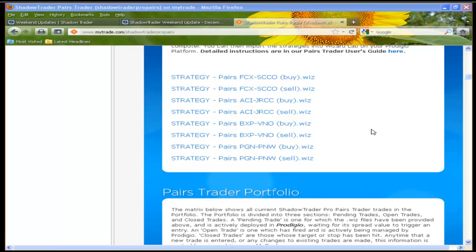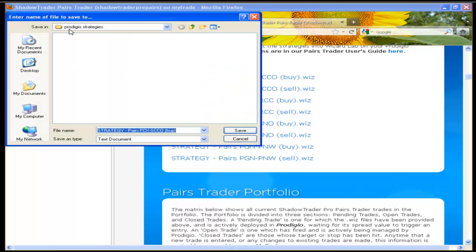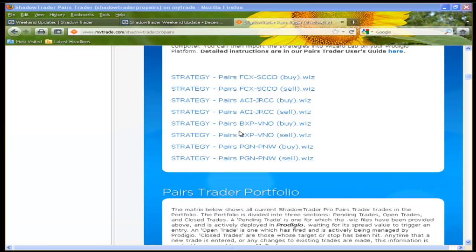So how did a user get the PGN PNW into their computer in order to turn it on in Prodigio and have it done fully automated? All you have to do is bring these strategies into your desktop by right-clicking and saving the link. I've already got a folder set up on my desktop called Prodigio Strategies, and I just hit save. What's going to happen is a sort of Word document text file, for lack of a better word, is going to go onto your desktop. And then just grab all of these.